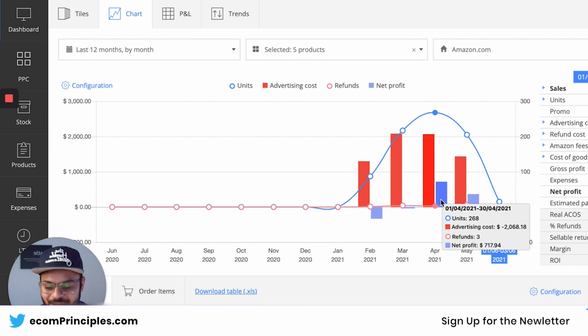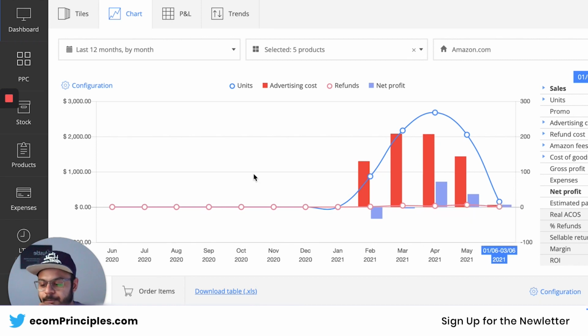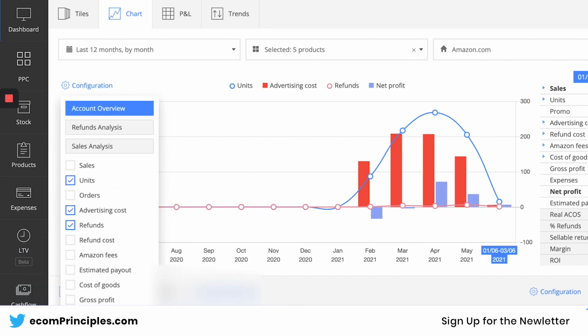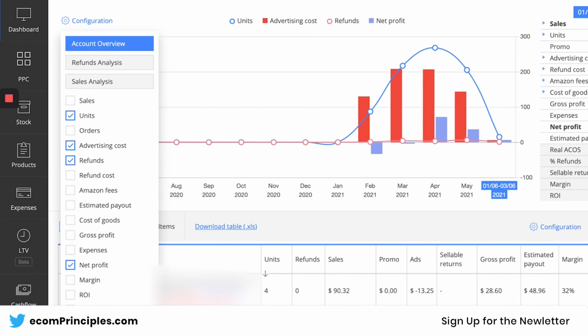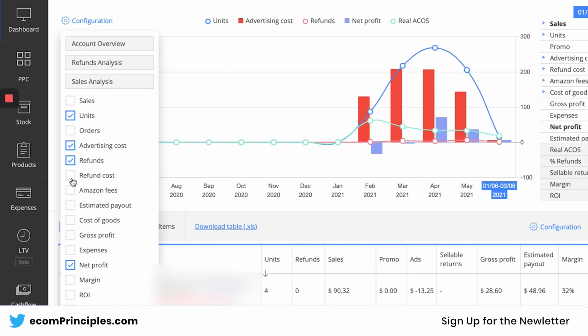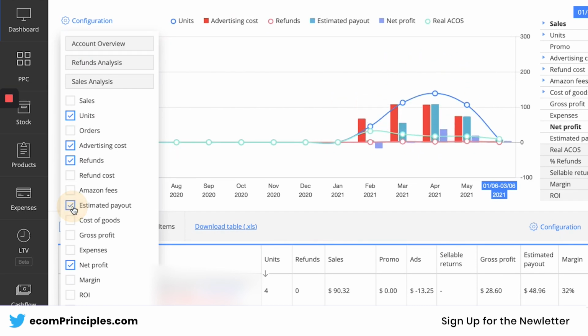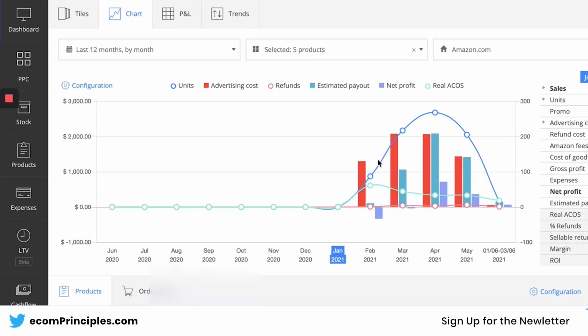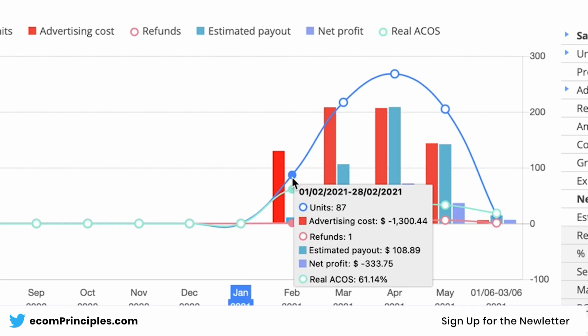So that is super interesting. So that is exactly what I keep telling people, right? So that's that. What we can do here is basically also add certain other parameters that we want to be looking at. For example, if I want to look at the real ACOS, and I want to look at estimated payout on this graph itself, then this is a cool way to look at all of those things and understand the trends of those things.